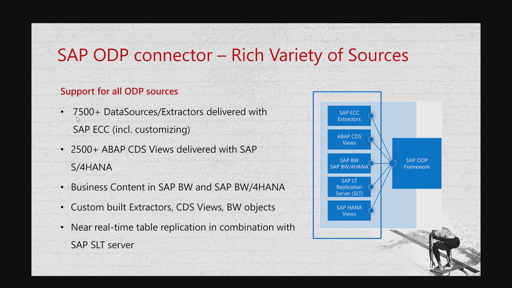So looking into a standard ECC system, you will find something like 7,500 plus data sources or extractors available within that system meant for data extraction.